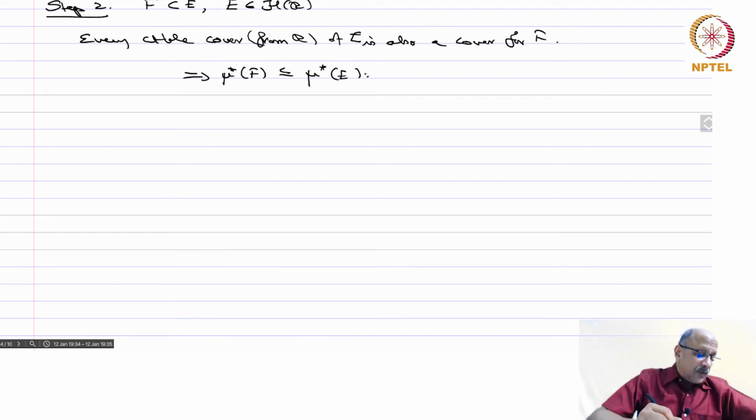Okay, so this proves all the properties except the crucial one. So step 3, we prove countable subadditivity.